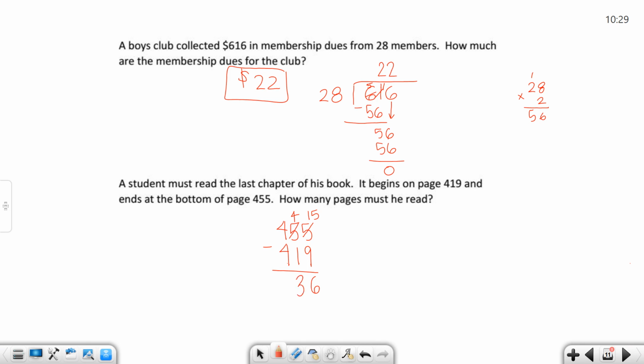So we think, oh, well, he needs to read 36 pages. Okay, that's how many are in the middle. Okay, so that's how many are between 419 and 455. So he's going to read 36 pages. And then you also have to read the page that you're on. And so your total answer would be 37, because you have to read that last page. And so that's how that one would look. It's a little tricky.